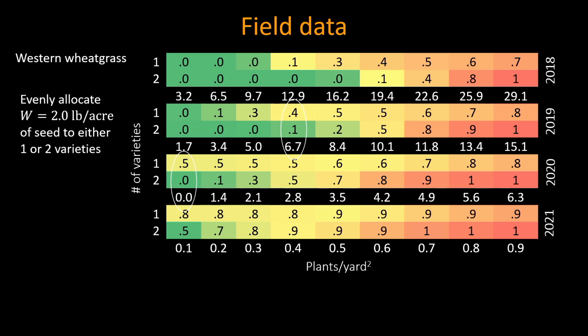And I'm going to go into a little bit more complicated version in this next slide that involves multiple species. But this is pretty good evidence that you can guard against perilously low densities within individual species by seeding more varieties.